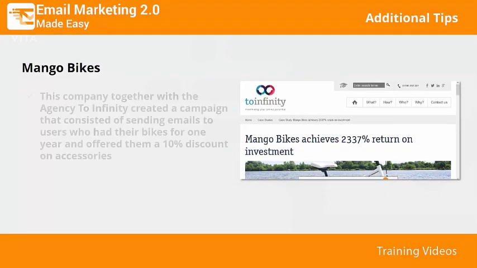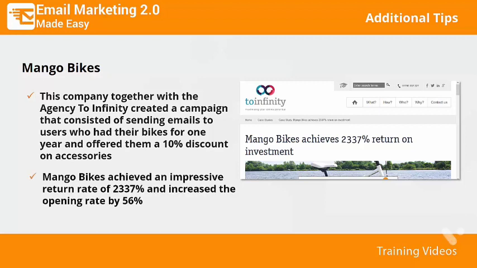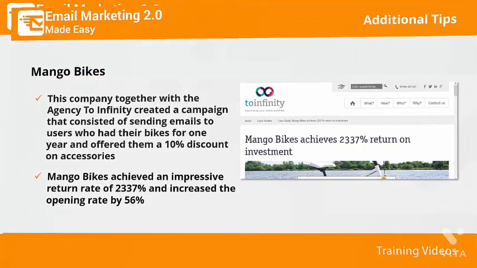Mango Bikes. This company, together with the agency To Infinity, created a campaign that consisted of sending emails to users who had their bikes for 1 year and offered them a 10% discount on accessories. Mango Bikes achieved an impressive return rate of 2,337% and increased the opening rate by 56%.